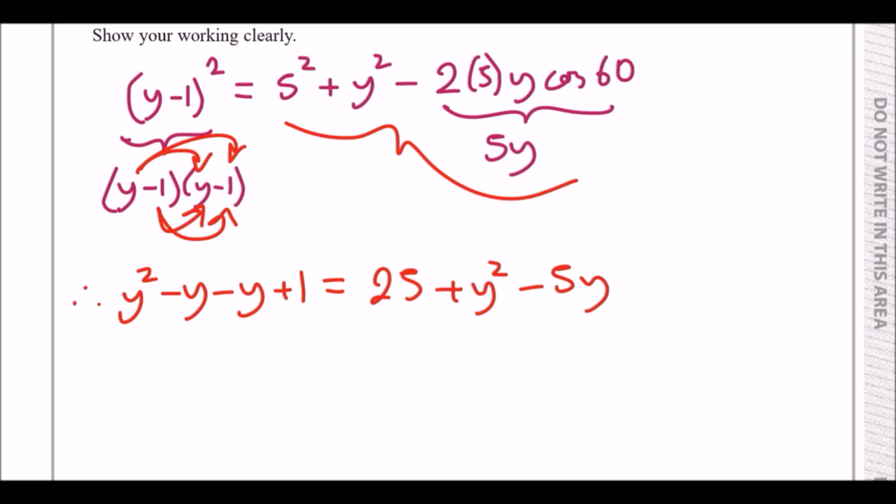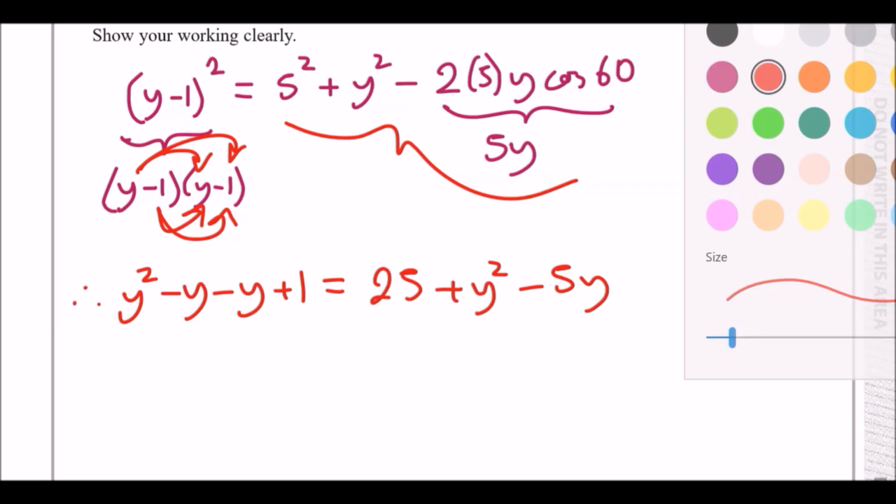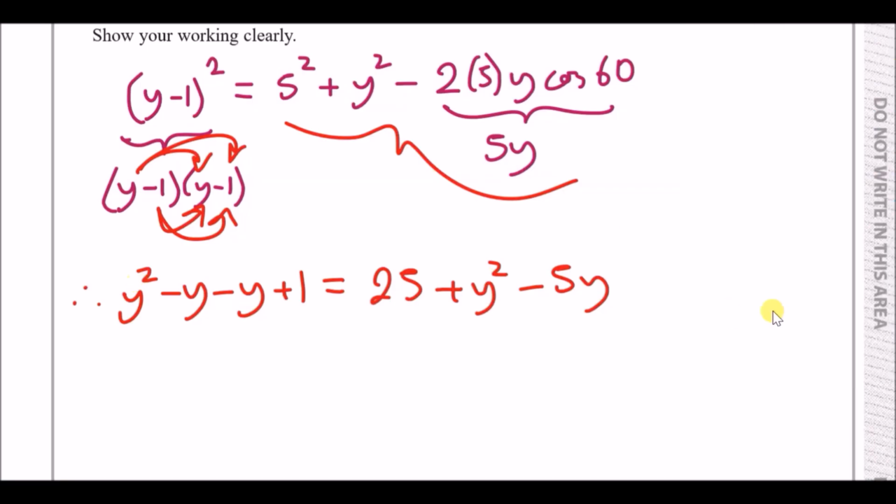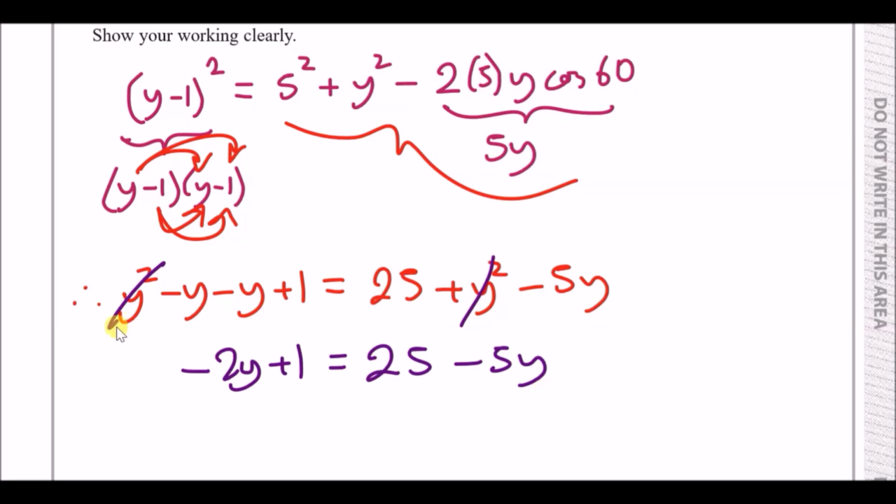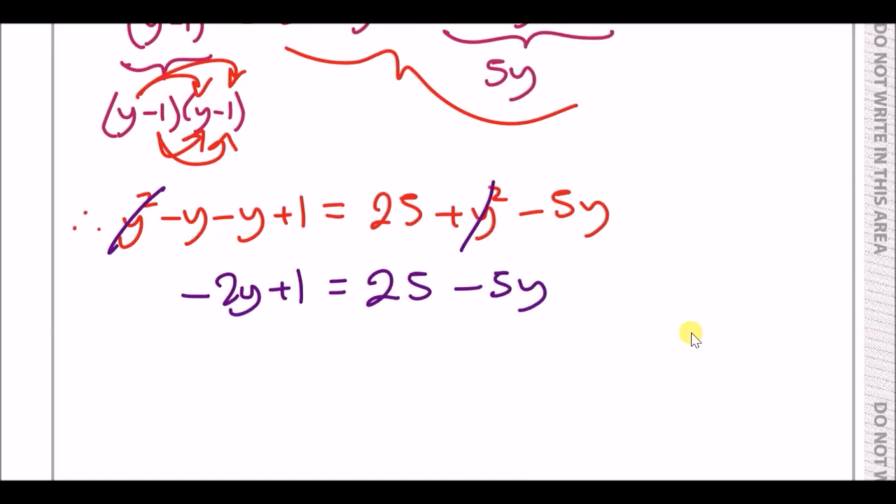Alright, so we're almost done, yeah? Just to make your calculation a little easier, we've got y squared on both sides of the equal sign, so we can cancel them out. Now, collecting like terms on both sides, we're going to have minus 2y plus 1 equals 25 minus 5y. And now let's move all the y's to the left and the numbers to the right.